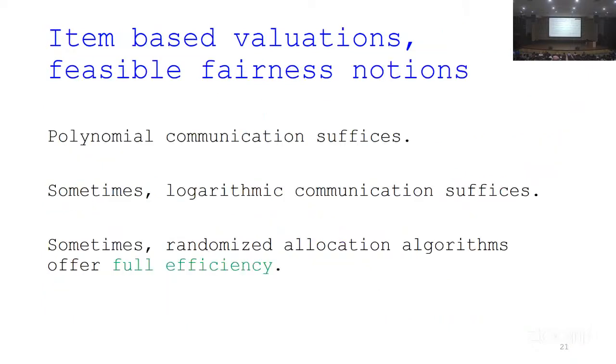So now let's get to what I think is the more interesting set of results. So these are item-based evaluations and for feasible fairness notions. And here, as I said, polynomial communication suffices because these are item-based evaluations, but sometimes we'll see that much less communication suffices. And sometimes we'll also see that randomized allocation algorithms offer full efficiency, like you waste only a constant factor in the communication compared to having just one agent know all valuations and output an allocation.